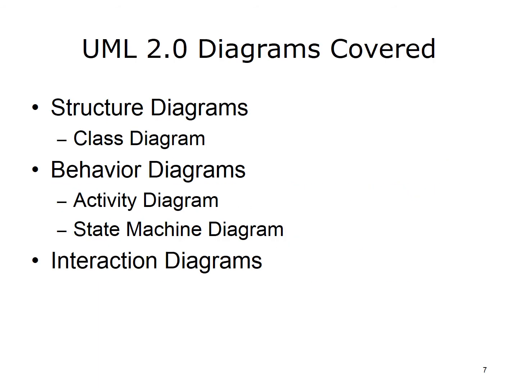The 13 UML diagrams fall into 3 categories. Structure diagrams, of which there are 6 types, represent static aspects of system structure. One structure diagram, the UML class diagram, is covered here. Behavior diagrams, of which there are 3 types, represent dynamic aspects of systems. Of these, 2 diagrams, the UML activity diagram and the UML state machine diagram, are covered here. Interaction diagrams, of which there are 4 types, represent detailed behavior. Interaction diagrams are not covered here.